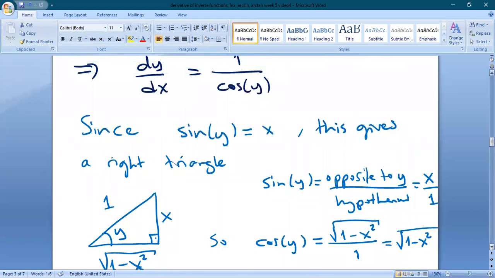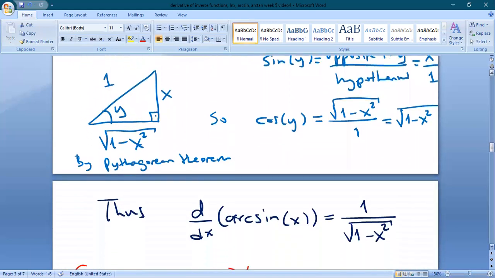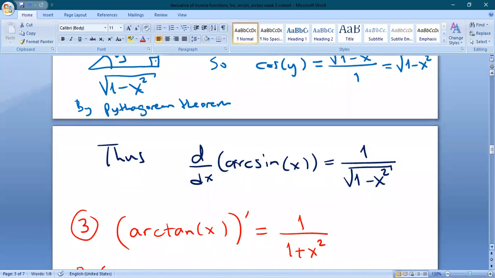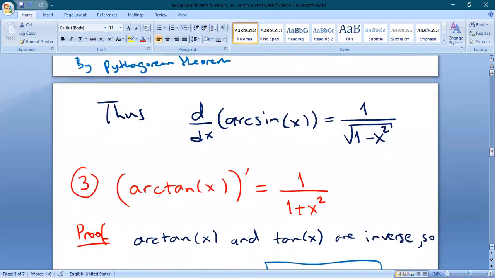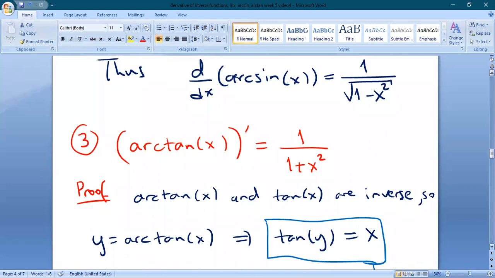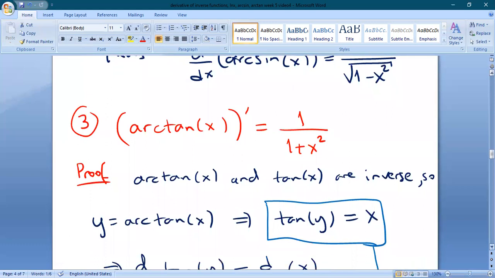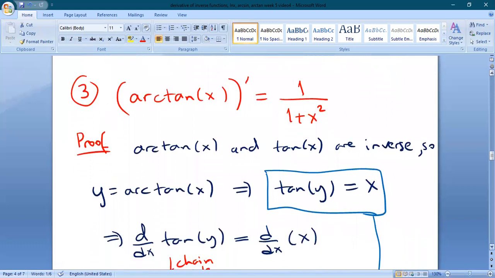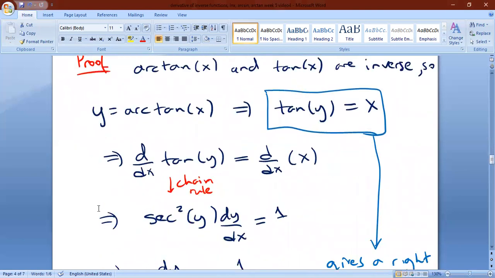Y prime will be 1 over square root of 1 minus x squared, and that was the answer to our question. Now, third example: the derivative of arctangent is equal to 1 over 1 plus x squared. Again, arctangent and tangent are inverse functions. So we take tangent of both sides of the first equation, y equals arctangent of x. That gives the equation tangent of y equals x.